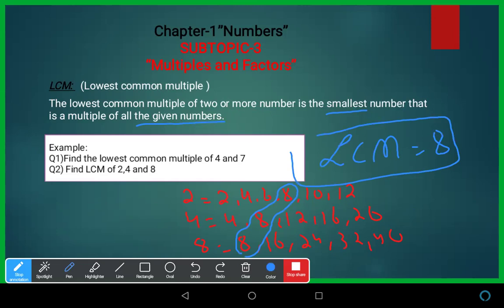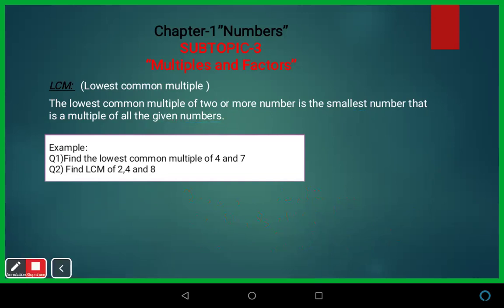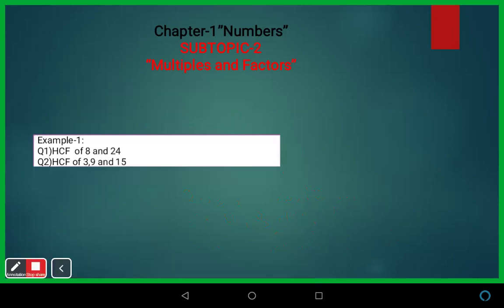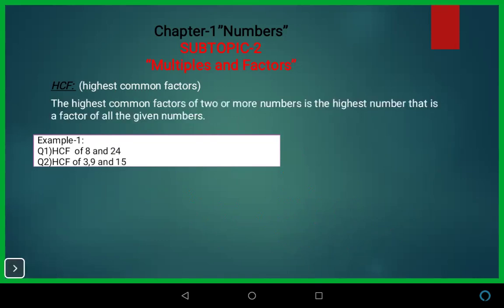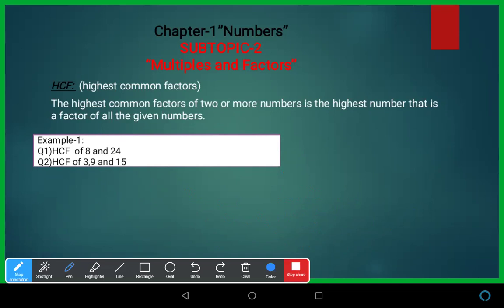Now we're moving toward the next topic, that is HCF, the highest common factor. The highest common factor of two or more numbers is the highest number that is a factor of the given numbers. In LCM you need to know about multiples, and in HCF you need to know about factors. I've taught factors in the previous video, so go and watch it if you haven't, because every video is linked to each other. I'm teaching you the basic concept first.